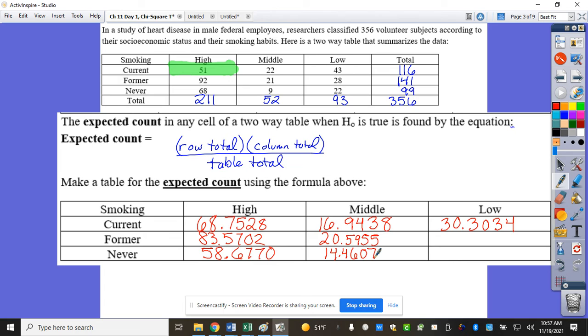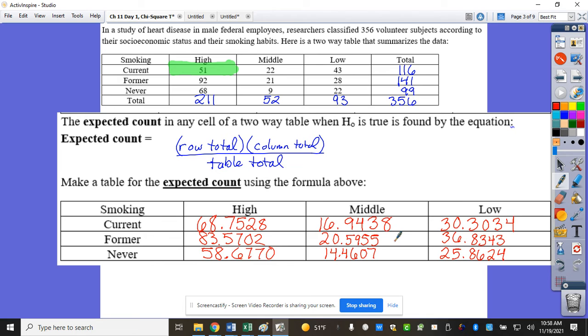For low current, the one I already have written down is 30.3034. The next one is 36.8343. And the last one is 25.8624. So you will definitely expect to see multiple choice questions that say something like, how many would be expected to get for middle former, and it would just be looking for that number.